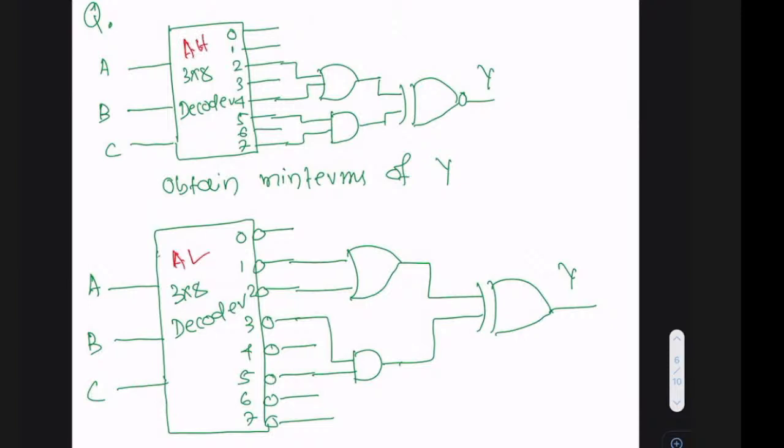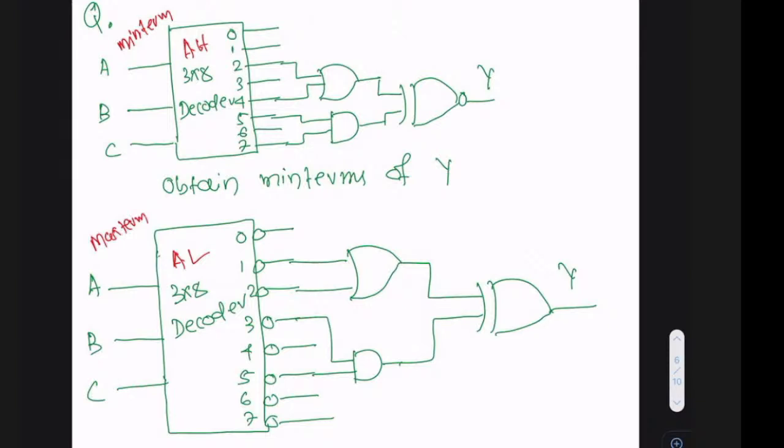So what is the concept you need in this case? Remember, in an active high decoder, each output represents a min term. In an active low decoder, each output represents a max term. So in this case, each output of the decoder is a min term, and in this case, each output of the decoder is a max term. That's the concept you need.